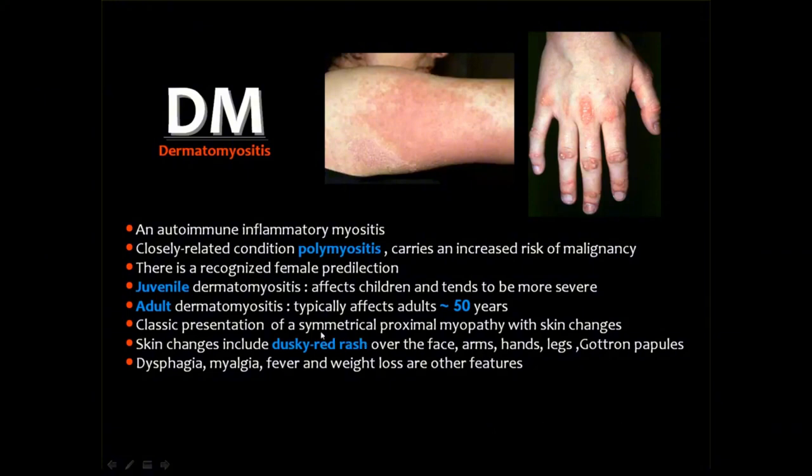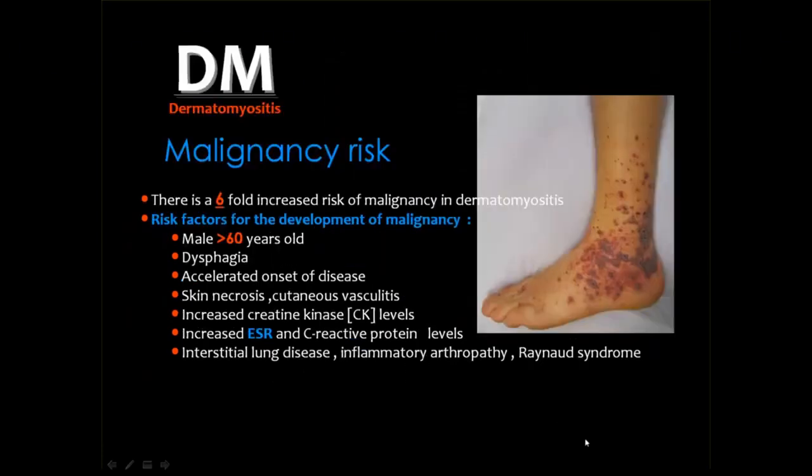The presentation is by symmetrical proximal myopathy with skin changes, as you can see here. The skin has dusky red rashes over the face, arms, hands, legs, with development of papules. And you see these papules. Sometimes the patient may present with dysphagia, myalgia, fever, weight loss, and other features.